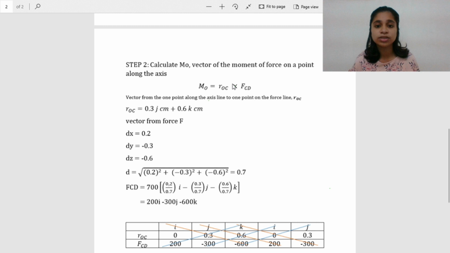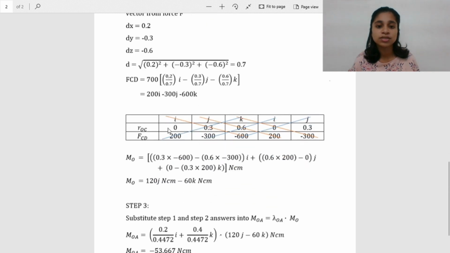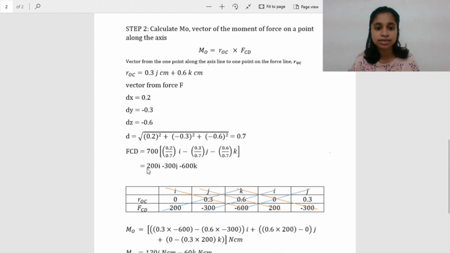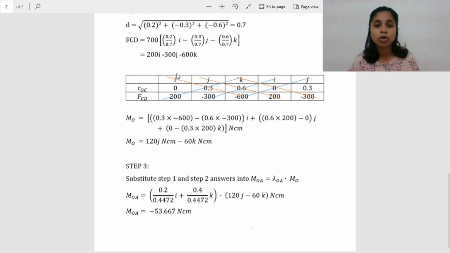Now we are going to do the cross product. So this is one of the methods, using the table method, where the columns are filled with ijk followed by ij, and the two rows are filled with the ROC vector and the FCD vector. And then the table is filled using this ROC vector and FCD vector according to the ijk. So how are we going to cross product it? So this is the way.